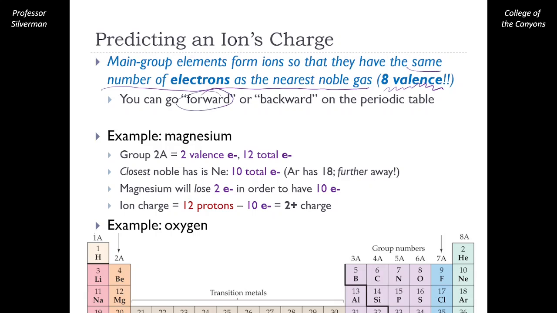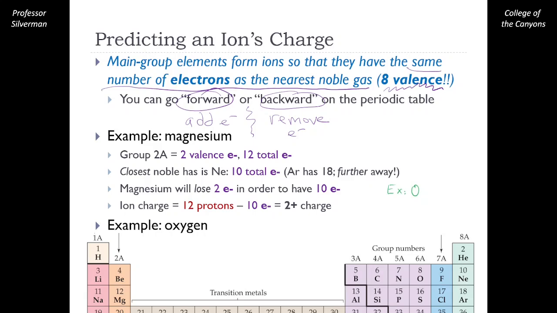You can go forward on the periodic table. This is going to be adding electrons and forming anions. Alternatively, you could go backwards on the periodic table. This is going to be removing electrons and forming cations. The number of boxes that you need to move on the periodic table is how many electrons are added or removed.